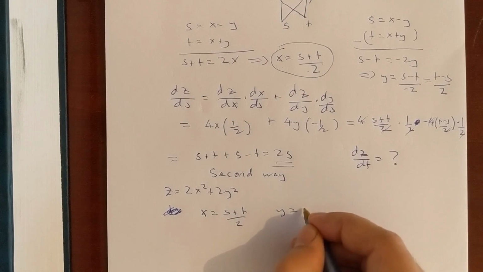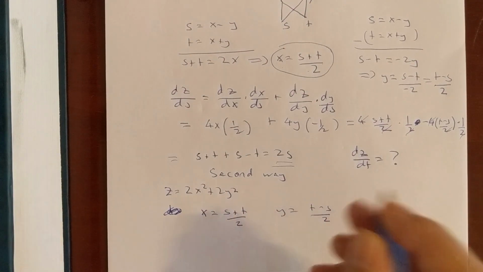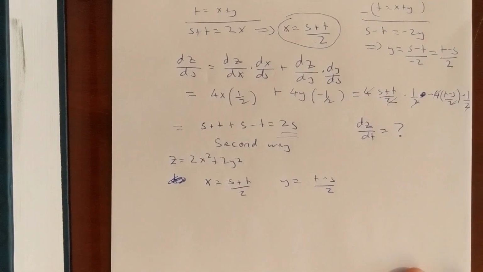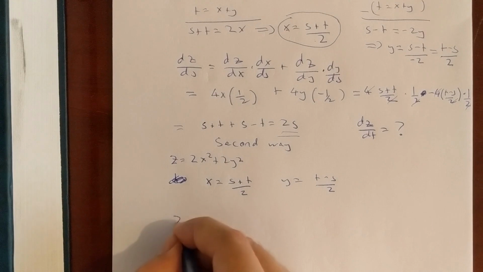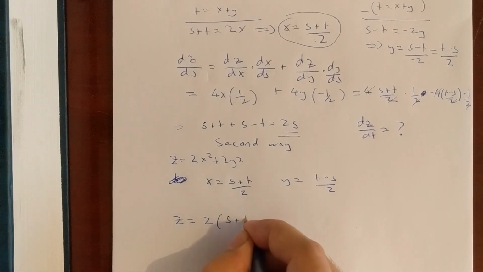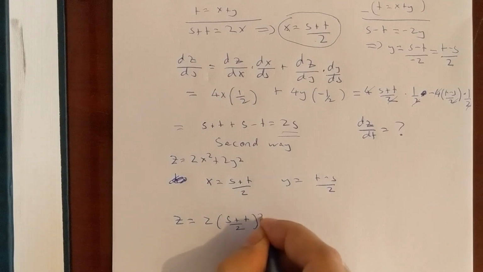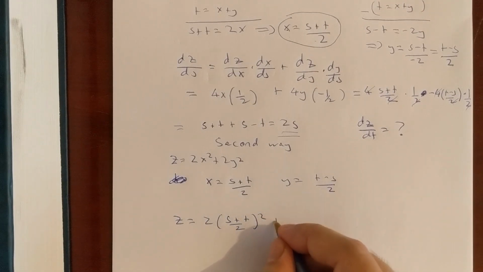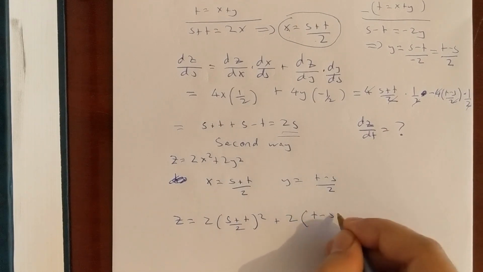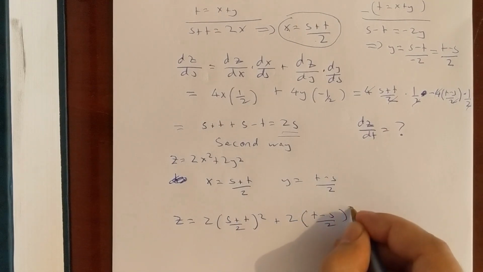and y was equal to t minus s over 2. So we did all that work up here, I'm just carrying it over so that we can do it. So then, if we plug it in, z is going to be 2 times s plus t over 2, the whole thing squared, and 2y squared is going to be 2 times t minus s over 2, the whole thing squared.